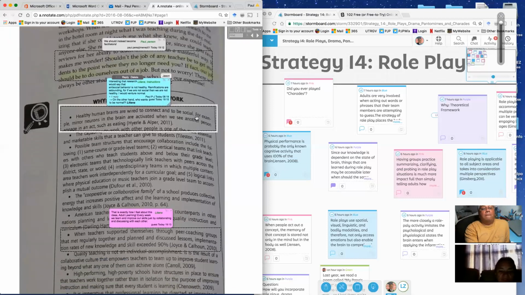When teachers supported themselves through peer coaching groups that met regularly together to plan and discuss lessons, implementation rates of new knowledge and skill exceeded 90%. And my comment is that it's exactly how I feel about this class, adult learning. Every week we learn and improve our skills just by collaborating and discussing with each other. Yeah, so many of the students have so many skills. Colleagues, they're our colleagues.